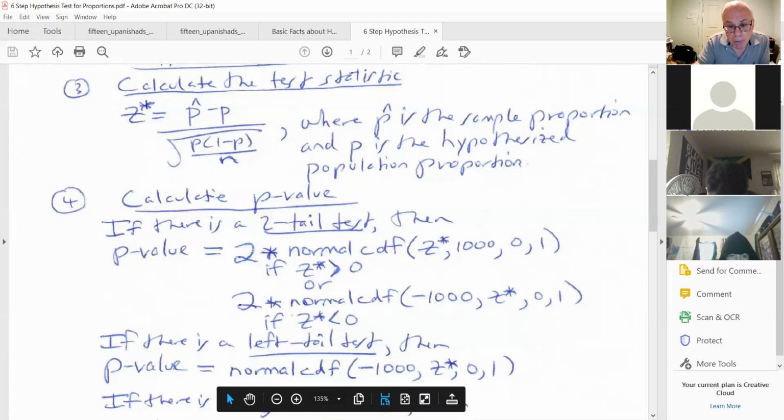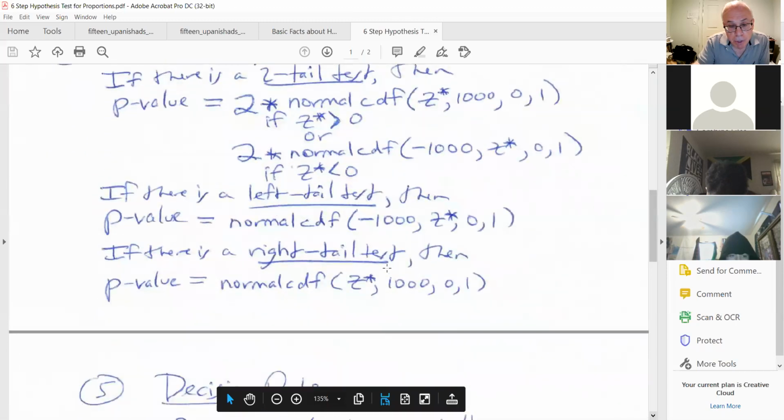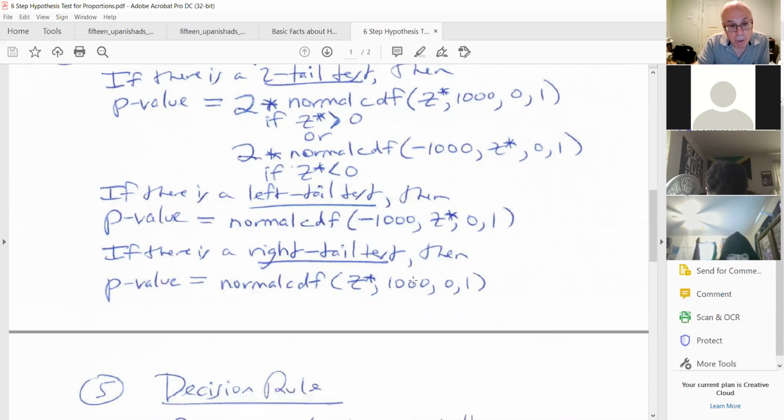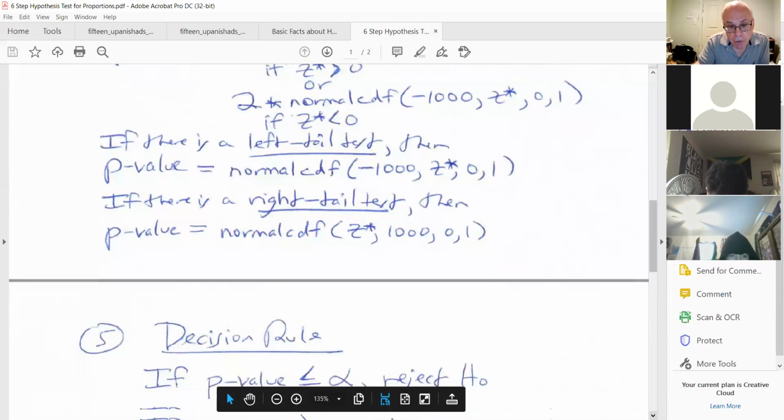If it's a left tail test, treat it as a left tail, normal CDF. If it's a right tail test, treat it as a right tail, normal CDF, just like we've done before. That's step 4. Step 5 is your decision rule.